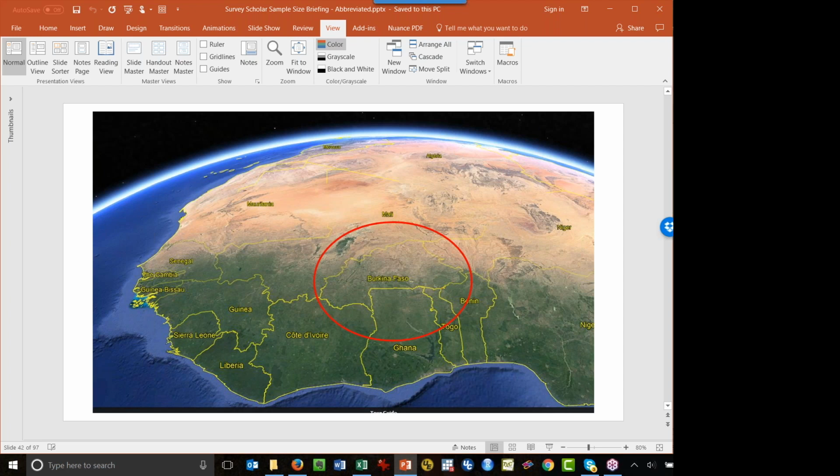And so we're going to look at 5 different scenarios in the next few minutes in our remaining time for Burkina Faso. And we will calculate what would be the required sample size for each of the 5 scenarios. We will change some parameters after the first scenario. So you know this is Burkina Faso in West Africa.